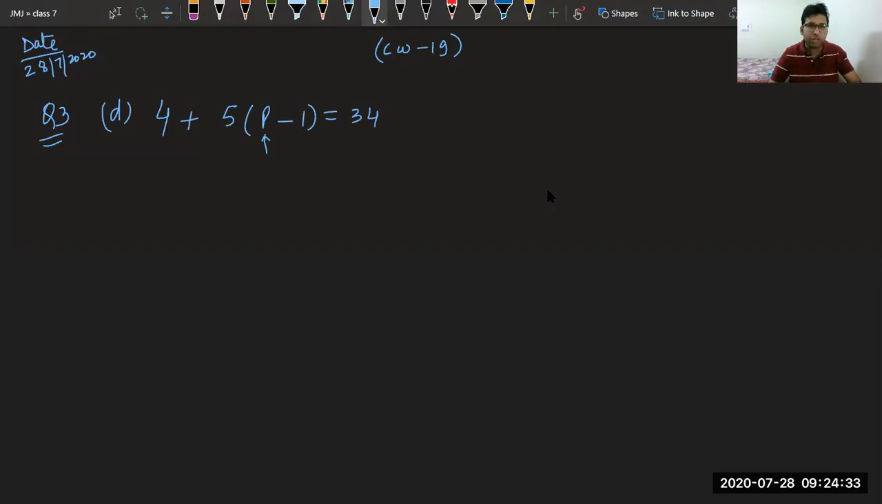No, beta, how can you take 5 to the right side? Okay, you can open it first if you want. Those who are not able to see my screen can reconnect. Okay, do it fast.